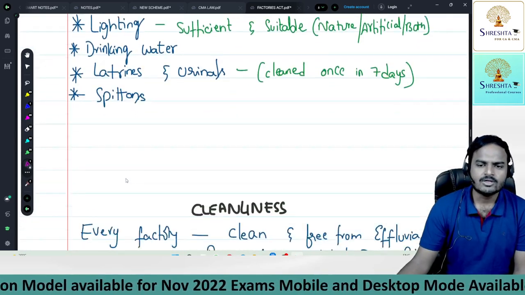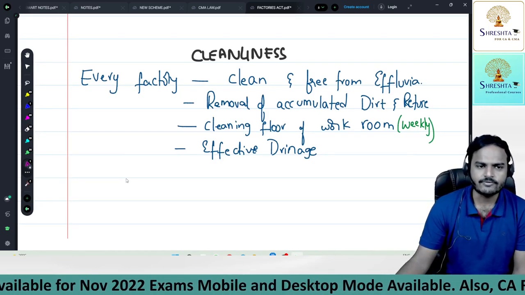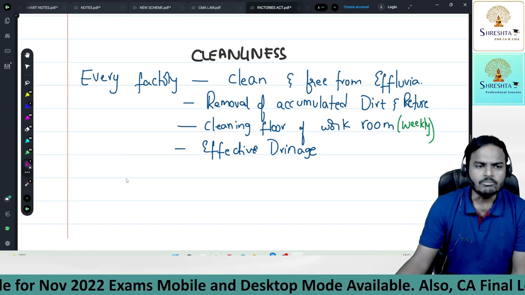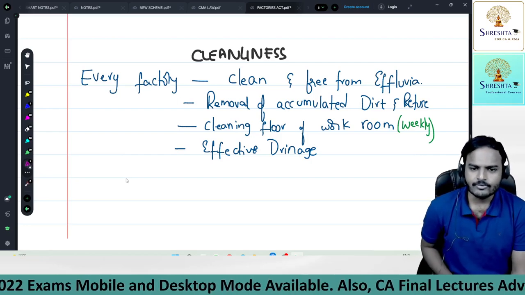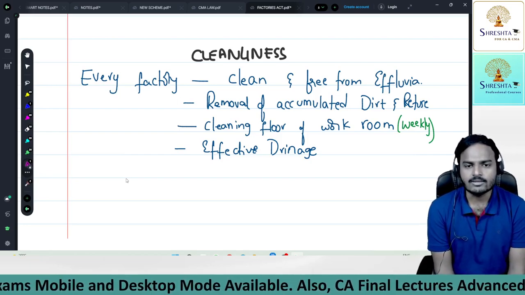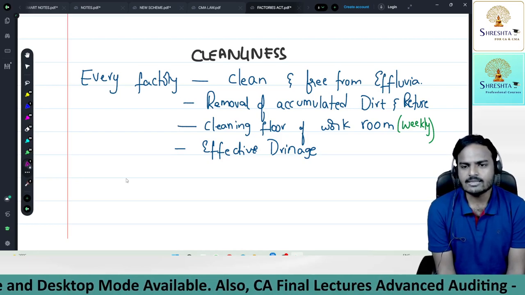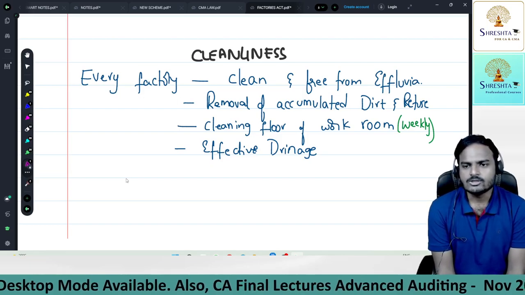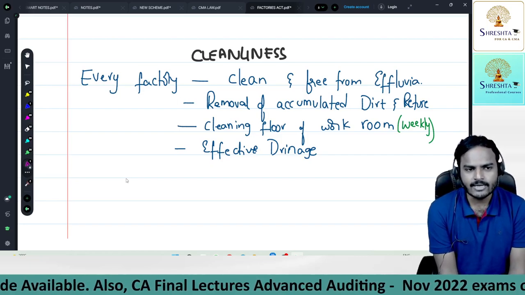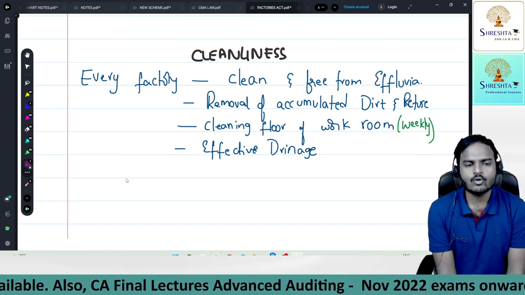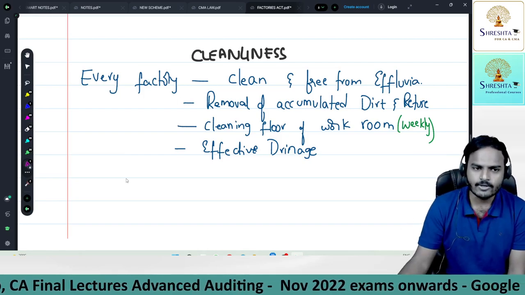Cleanliness. Every factory must be kept clean and free from wastage and effluvia, with removal of accumulated dirt and refuse. In a factory, after completion of every run of the manufacturing process, once we stop the machines, you can observe accumulated dirt. That dirt should be removed, then only the factory can be kept clean. So you need to clean the floor and every workroom. Next one, suitable arrangement should be provided for effective drainage.